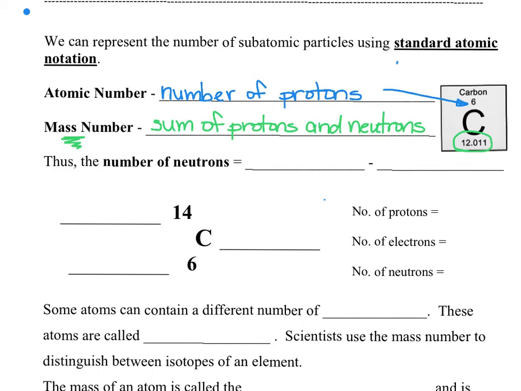Now, it's important to note that you notice down here, the same element, carbon, has a different mass number. That is possible, and we're going to talk about those in a second. Those are called isotopes. So if we're trying to find the number of protons, we know it's equal to the atomic number. If we want to find the number of neutrons, we have to subtract the mass number minus the atomic number.